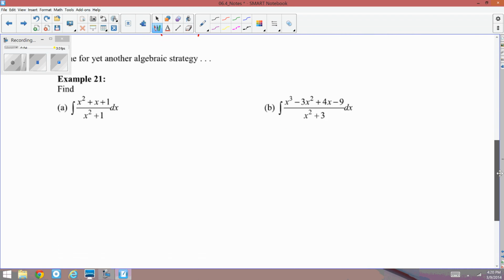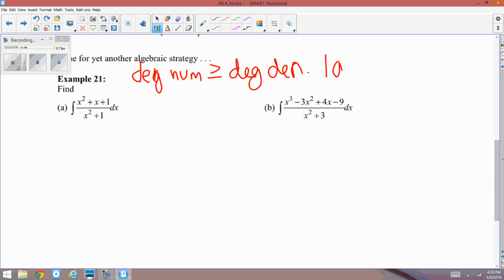Yet another strategy. Yippee! When you see that the degree of your numerator is greater than or equal to the degree of your denominator, you're going to be able to use long division to simplify the problem, make it more usable. So over here, I'm going to use long division.